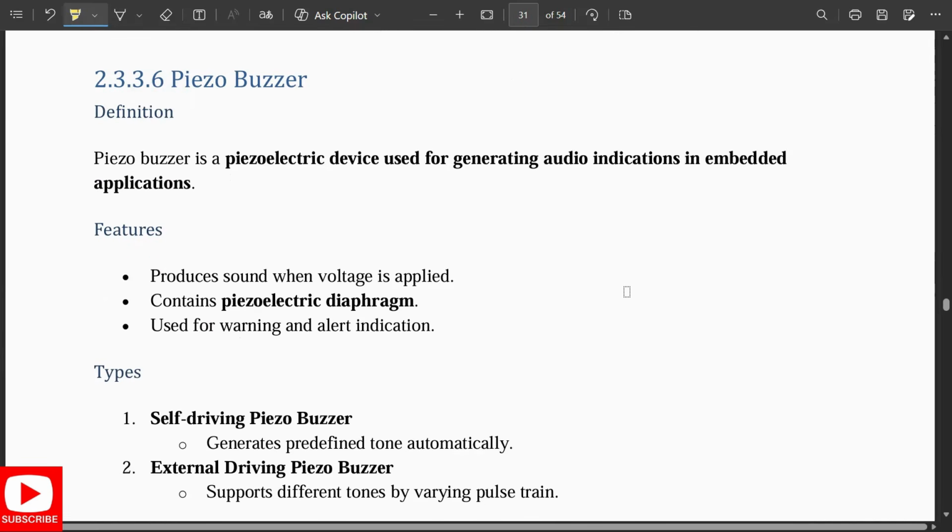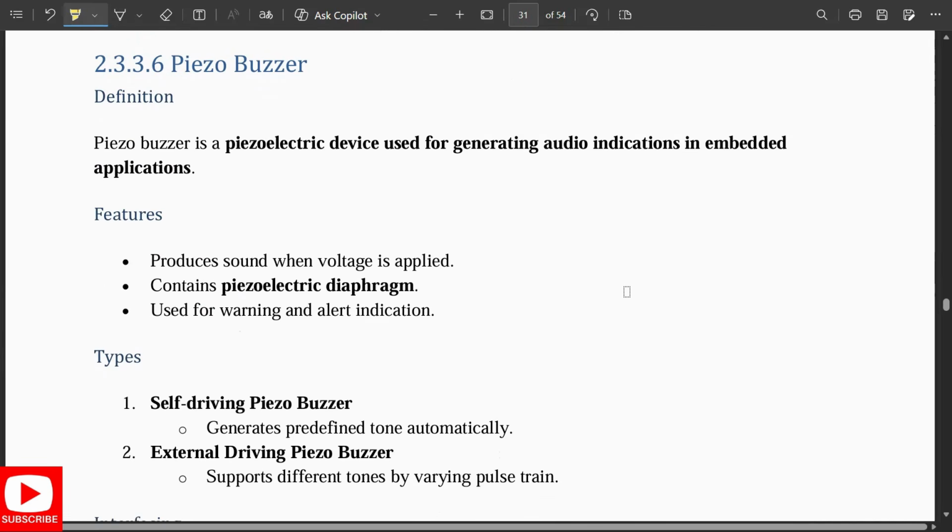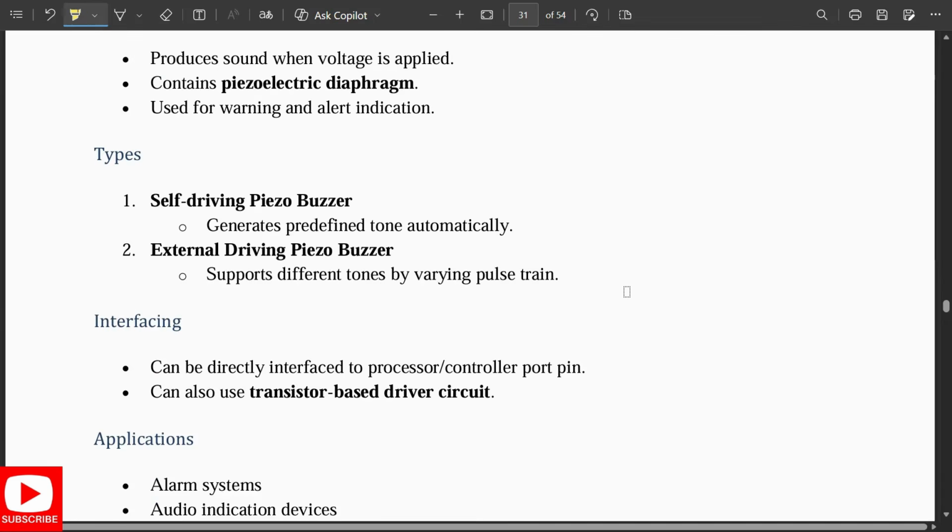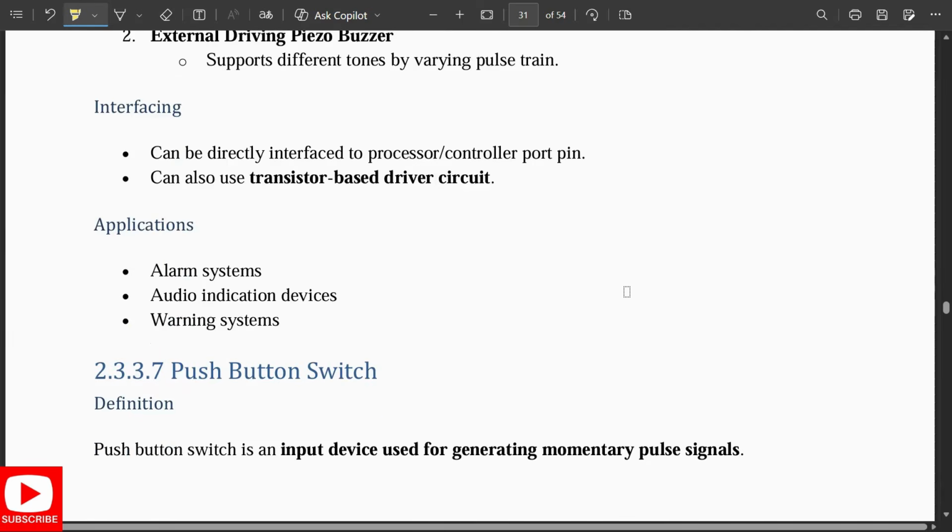Next comes the piezo buzzer. It is used for generating audio indications in embedded applications. As a feature, it produces sound when the voltage is applied. It contains a piezoelectric diaphragm used for warning and alert indications. We are having two types, one is self-driving and the other external driving. Self-driving means it generates a predefined tone automatically. External driving supports different tones by varying the pulse train. Interfacing: it can be directly interfaced to the processor pin, or we can also use a transistor-based driver circuit.